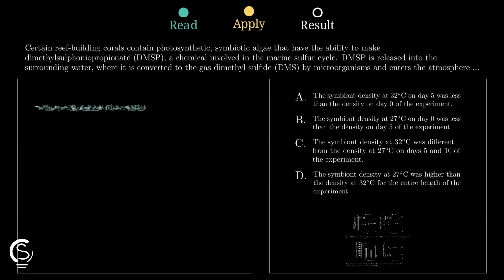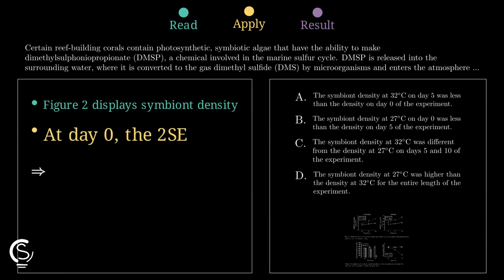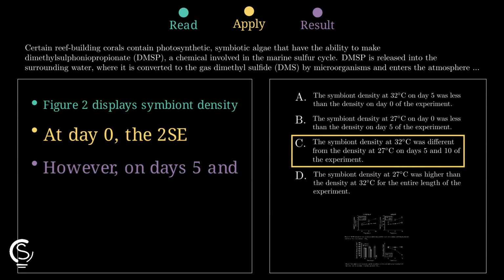Next, check day 0. The densities at 27 degrees and 32 degrees are not clearly different there, since the error bars overlap, so any claim about a day 0 difference is weak. But on days 5 and 10, the densities at 32 degrees and 27 degrees are different, which matches the statement in option C.